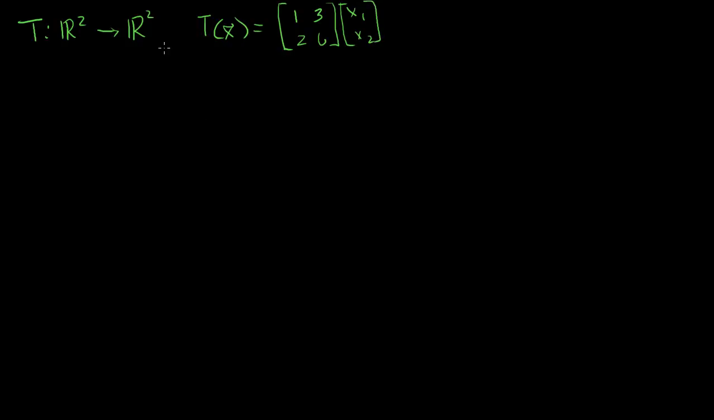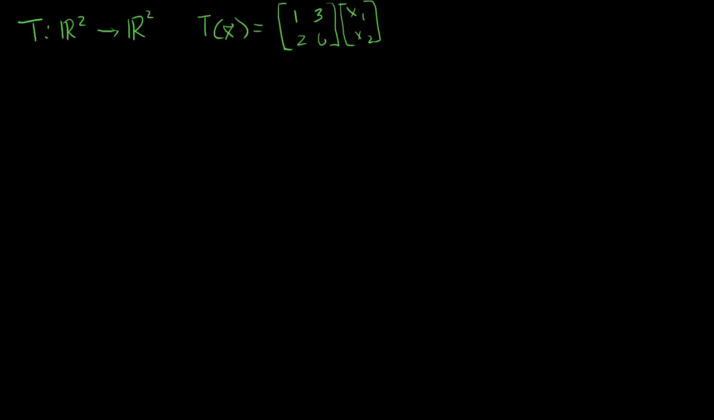Let's say I have some transformation from R2 to R2. And it's essentially just a multiplication times a matrix. And we know that all linear transformations can be expressed as a multiplication of a matrix. But this one is equal to the matrix 1, 3, 2, 6 times whatever vector you give me in my domain, times x1, x2. Now, let's say I have some subset in my codomain.